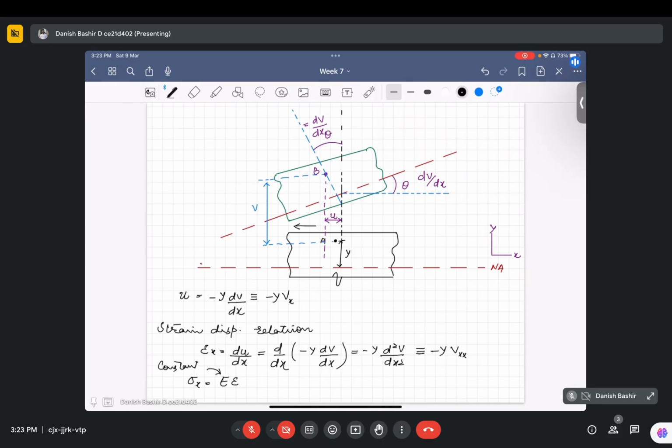So if I can write sigma x to be directly equal to minus E y v x x. I just substituted the value of the strain, minus y v x x, here. Okay, so I got the relationship for sigma x.